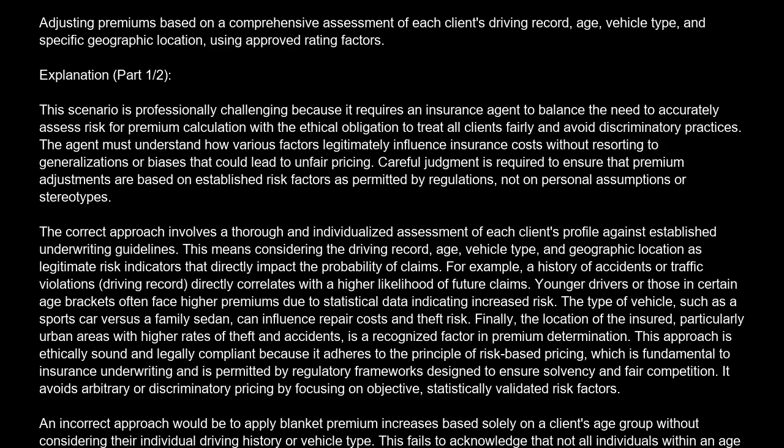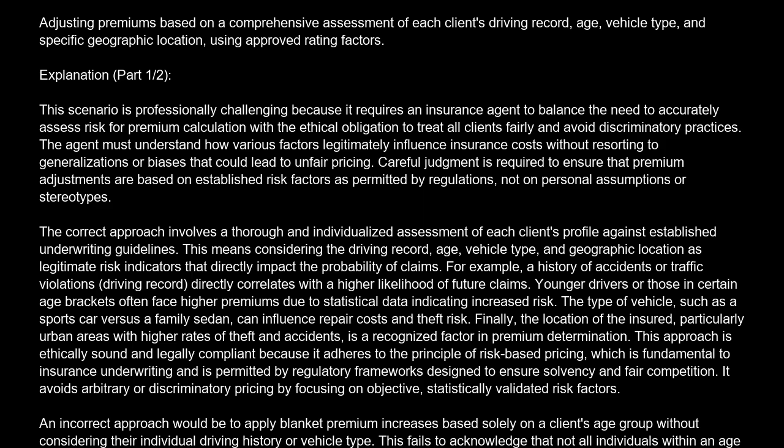Explanation. This scenario is professionally challenging because it requires an insurance agent to balance the need to accurately assess risk for premium calculation with the ethical obligation to treat all clients fairly and avoid discriminatory practices. The agent must understand how various factors legitimately influence insurance costs without resorting to generalizations or biases that could lead to unfair pricing. Careful judgment is required to ensure that premium adjustments are based on established risk factors as permitted by regulations, not on personal assumptions or stereotypes.